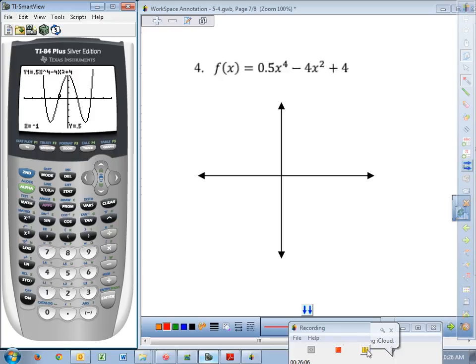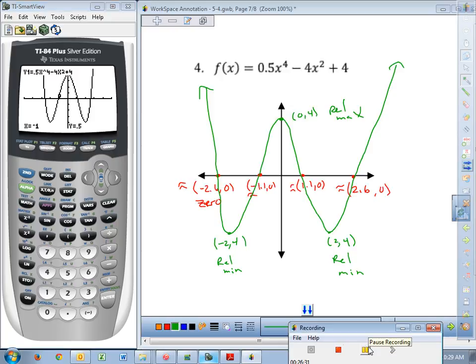So I'll let you keep going, video people. Should look like this when you're all done. 4 zeros: negative 2.6, negative 1.1, 1.1, 2.6, all approximate. 3 turning points, because this is a 4th degree, it will have a maximum of 3 turning points, which this one did have all 3 of them. The turning points are all of your relative extrema added together. It's your relative mins plus your relative maxes, so that's 3. There was 1 relative max and 2 relative mins.